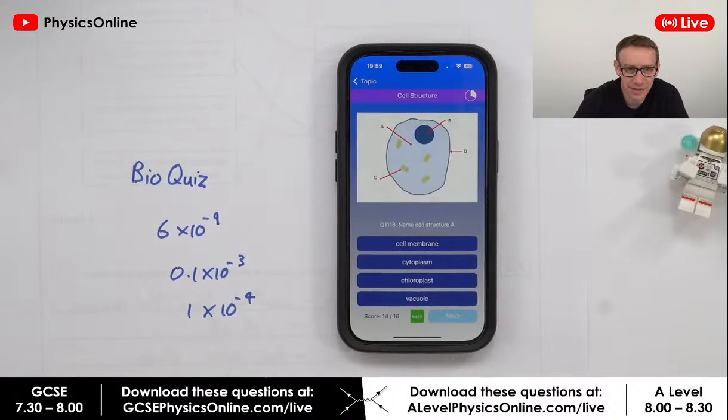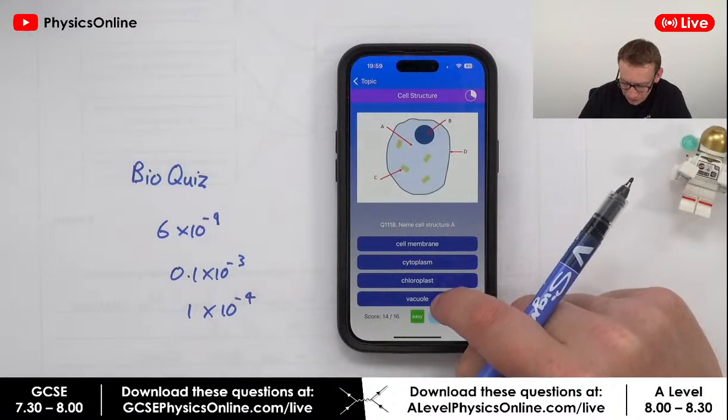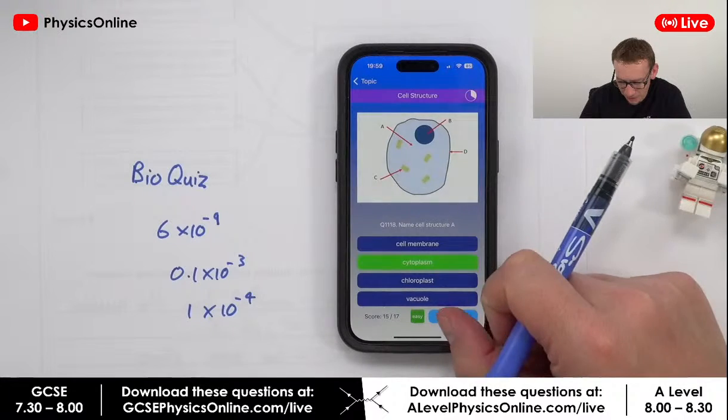What is the name of cell structure A? So this is, I guess, most of the cell. Well, it's not the cell membrane around the outside. It's not the vacuole. It's not really a chloroplast. Is it cytoplasm? There we go.